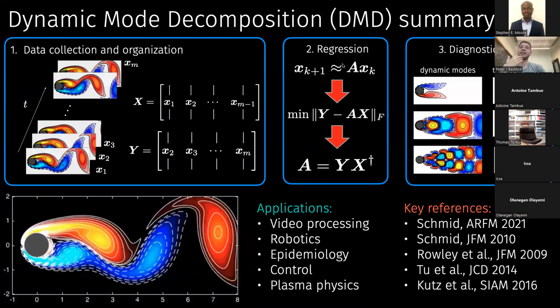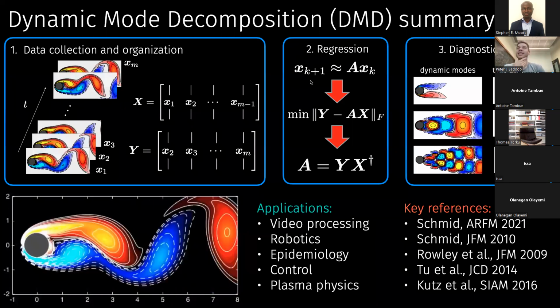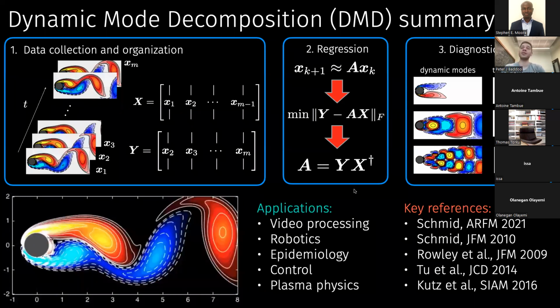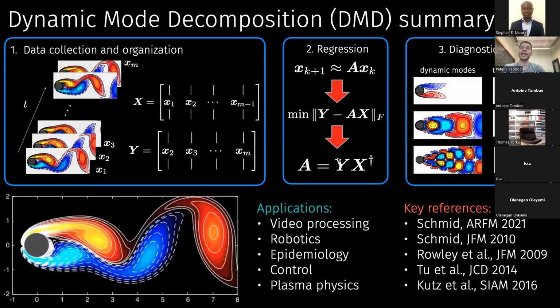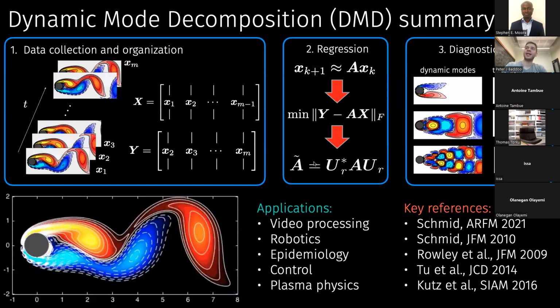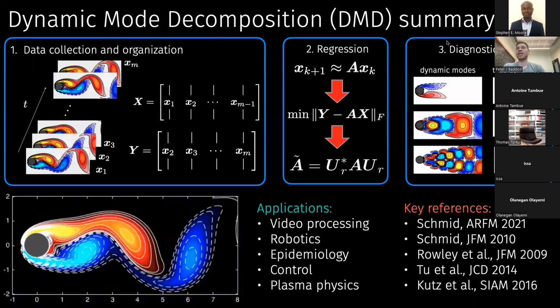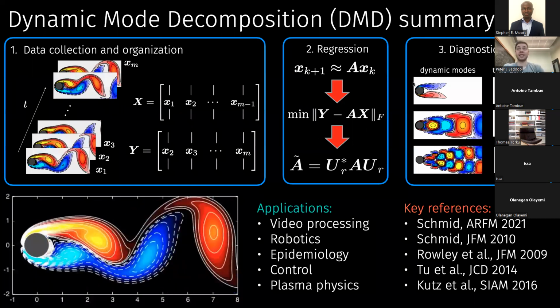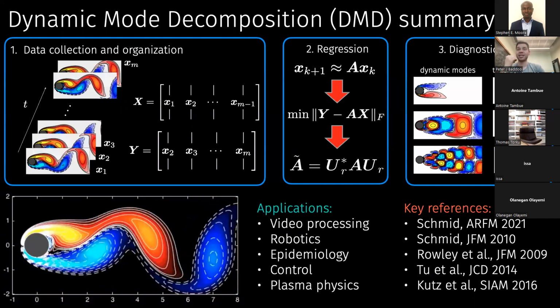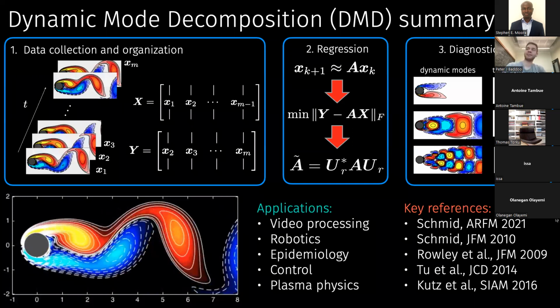Then we said that we can approximately model this as a linear system of xk plus 1 approximately equal to A times xk. That led us to this minimization problem, which we could solve with the Moore-Penrose pseudo-inverse. And we can also get a low-dimensional approximation of that system. And then having done that regression, we can perform some diagnostic tasks like extracting the dynamic modes of the data and looking at their time dynamics.